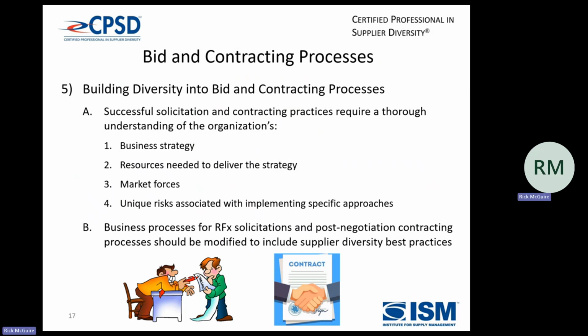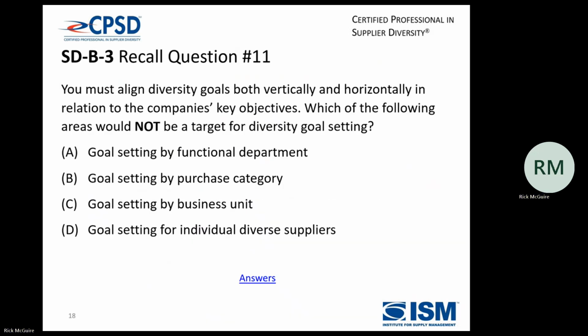Building diversity into the bid and contracting process. Successful solicitation and contracting practices require thorough understanding of the business strategy, resources needed to deliver that strategy, market forces, unique risks, and business processes for RFX solicitations or bids. And post-negotiation contracting processes should be modified to include supplier diversity best practices. You must align diversity goals both vertically and horizontally in relation to the company's key objectives.